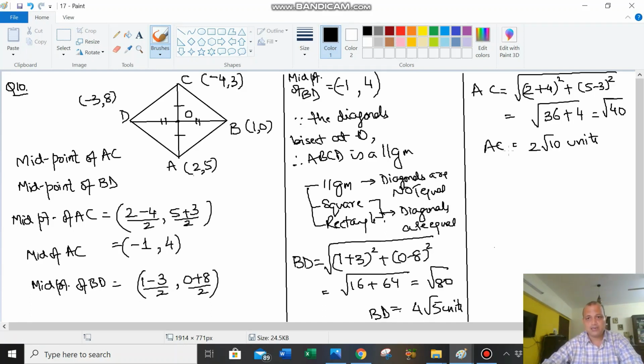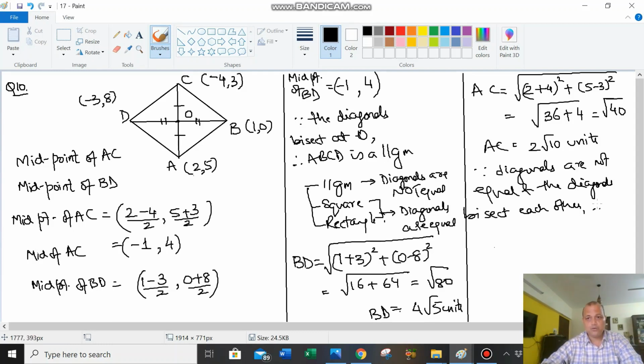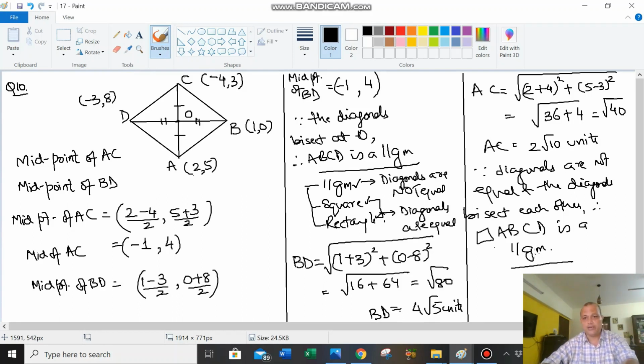Now, since the diagonals are not equal and the diagonals bisect each other, therefore quadrilateral ABCD is a parallelogram. Right? So here we figured it is a parallelogram. It could have been a parallelogram, square, or rectangle. Finally, we can see it's only a parallelogram.